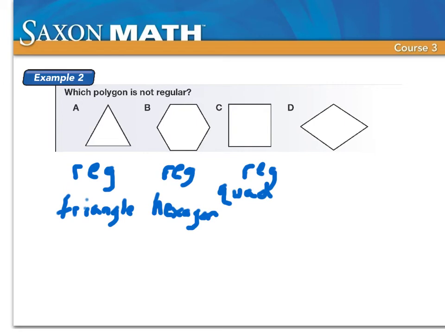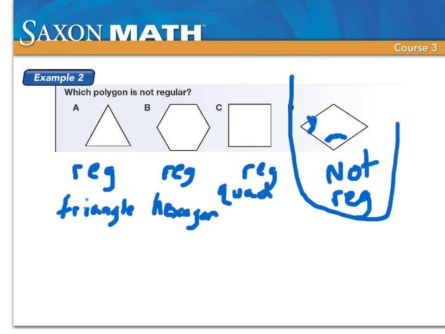And then this polygon over here. Well, it looks like the sides could all be about the same, but look at the angles inside. This angle opens up. This angle over here closes up. So the angles are not all the same. So it's not regular. So this is our not regular polygon right there.